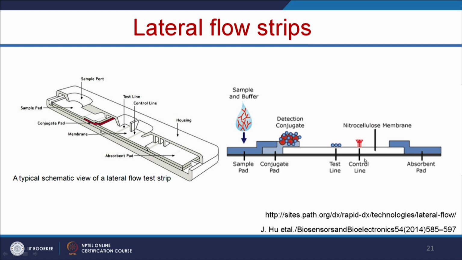I will open it and show you how it looks. The sample pad, you can see the arrangement is like a strip, and below the sample pad you have the conjugate pad, followed by the nitrocellulose membrane. This nitrocellulose membrane has a test line, which has the antibody specific for your antigen, and in the control line you have an antibody that is specific for the conjugated antibody. And this one is the absorbent pad, it will absorb the excess sample.